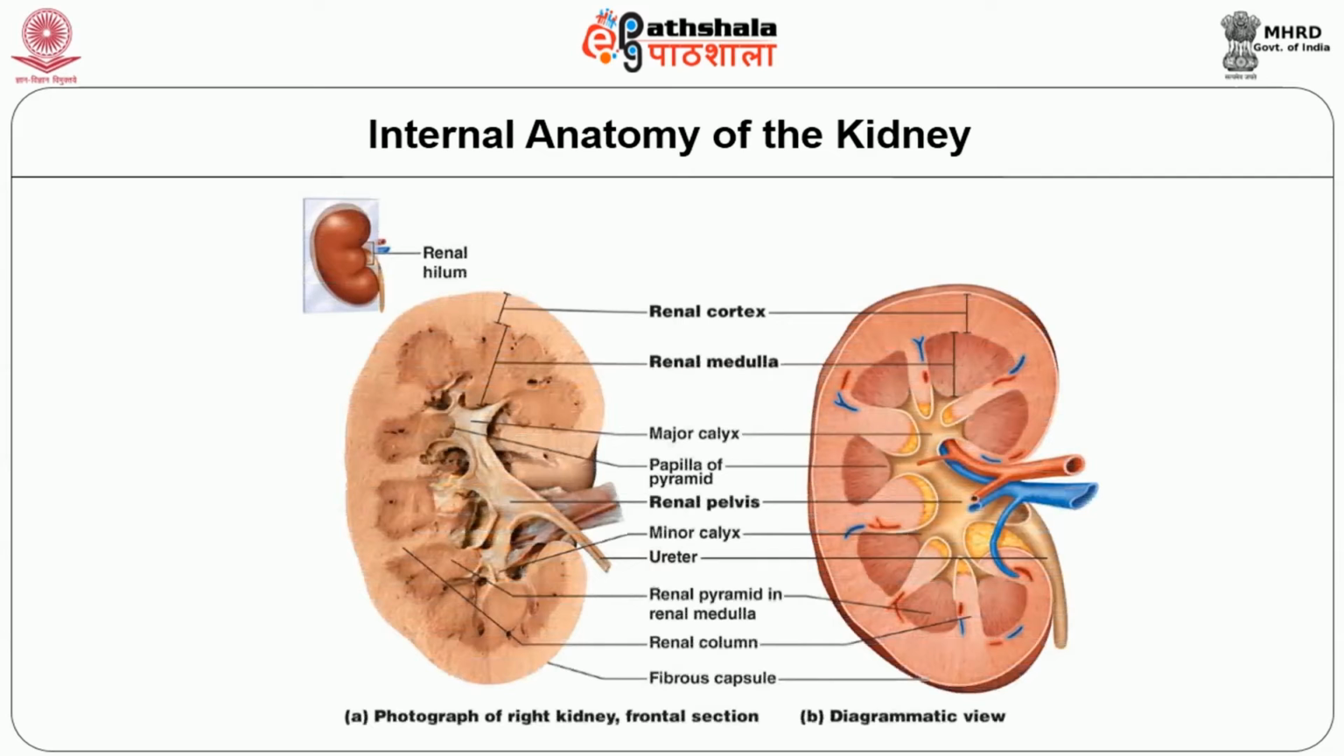Now, let us move on to the internal anatomy of the kidney. In the diagram, on the left is the photographic representation and on the right is the diagrammatic view of the kidney. You can see the three distinct regions of the kidney, namely the cortex, the medulla and the renal pelvis. You can also see the major and minor calyces which collect urine and empty it into the renal pelvis.